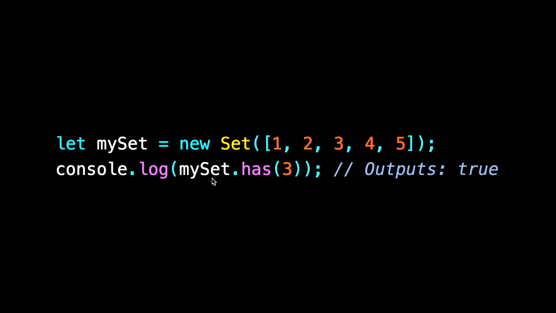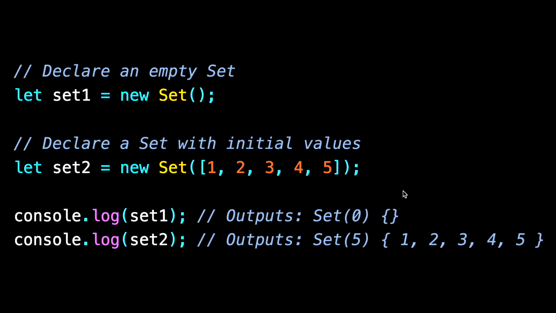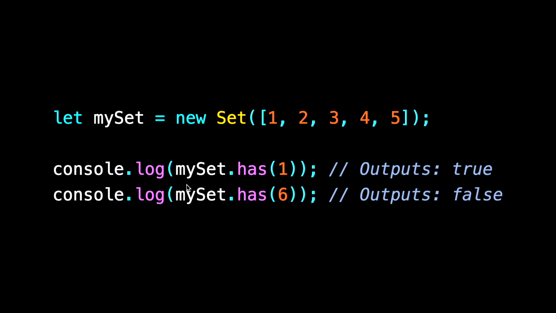So check to see if mySet.has(3), this is going to equal true. And here are some of the set operations. We can declare a new set, we can declare a set with initial values, and then we can log what's in each set. So set 0 or set 1 has no values, set 2 has 5 values, and you can see them right here. And we can create a set and check if it has a 1, output true. If it has a 6, output false.